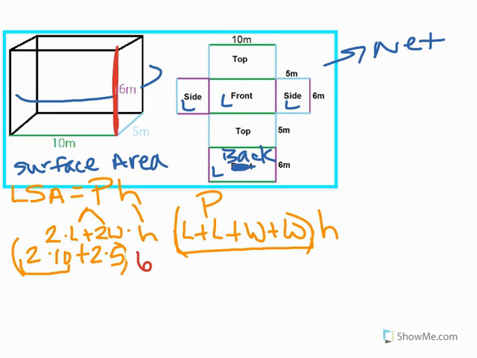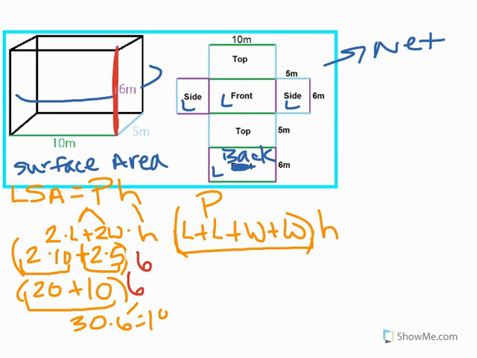Order of operations, say I work within parentheses first. So I have 20 plus 10. And I'm going to go ahead and bring that 6 right there so I don't forget it. Again, I still have parentheses. So 20 plus 10 is 30. And bring that 6 down. And that's equal to 180. Don't forget the units of measurement, which is meters. And because I'm talking about area, it is squared. So the lateral surface area is 180 meters squared.